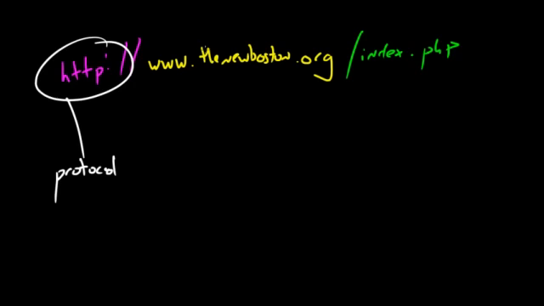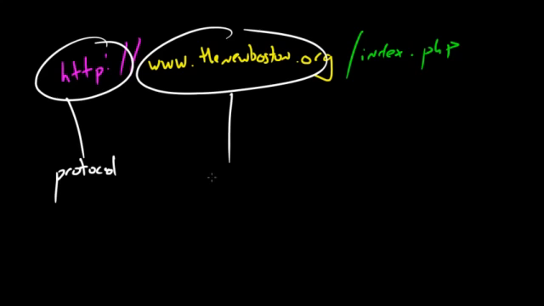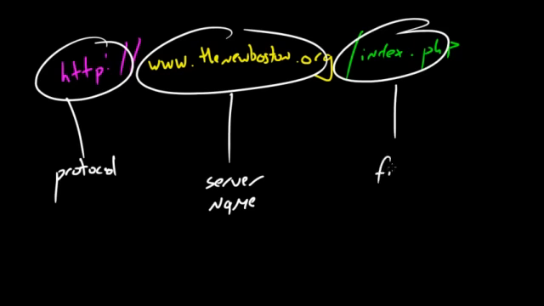This right here, www.thenewboston.org, is the name of your server, because remember, a server is just a special computer. Whenever you want to ask for a file, which is this part right here, from a computer somewhere out in the world, you need to know the address of the computer, because you don't want to ask random computers for files, only a specific computer. And this of course is the file.